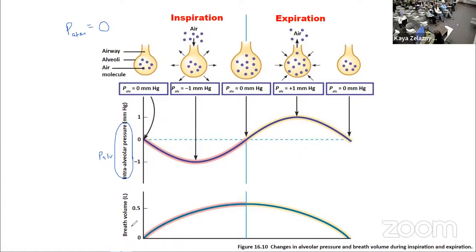So at the bottom, we can also see the breath volume. What this is showing you is how much air is in the lung. We can see that as you begin to breathe in, we're going to start at 0. So we're starting at equilibrium with the atmosphere. So we're starting at a pause.